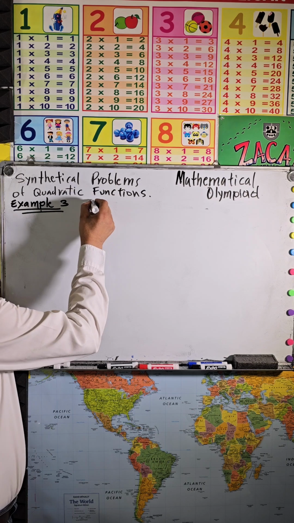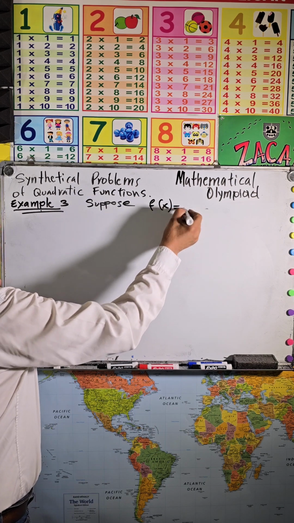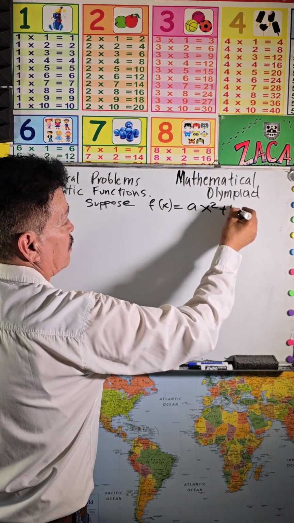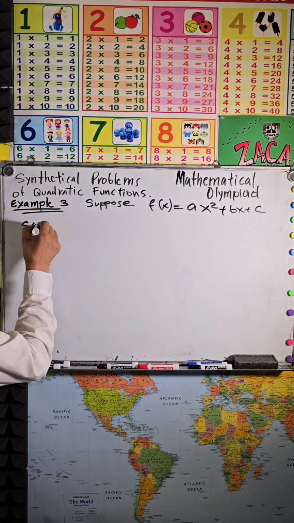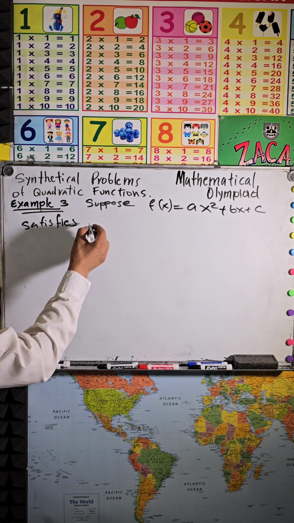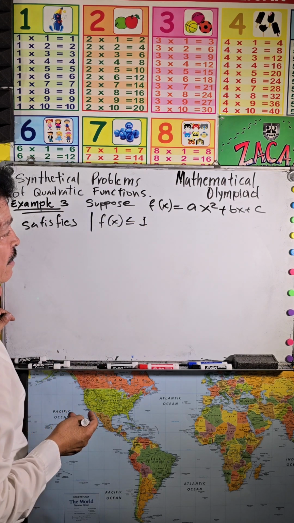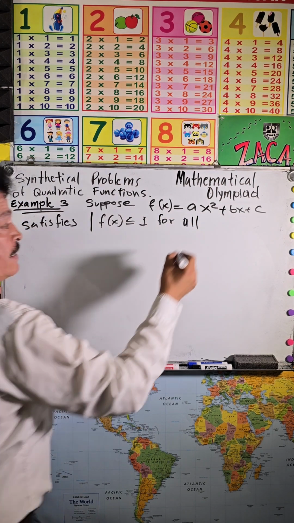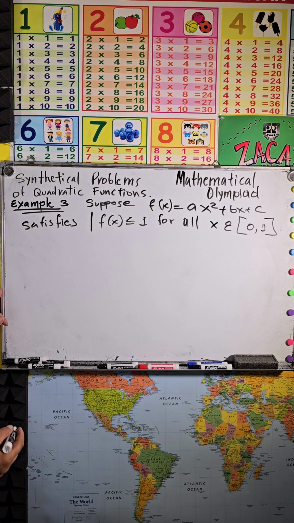Example 3. Suppose f of x is equal to x squared plus bx plus c, and satisfies the absolute value of f of x less than or equal to 1, the same as the problem before, for all x belonging to the interval [0, 1]. Look at that point. Find the maximum here.